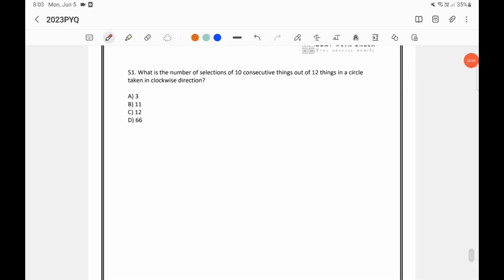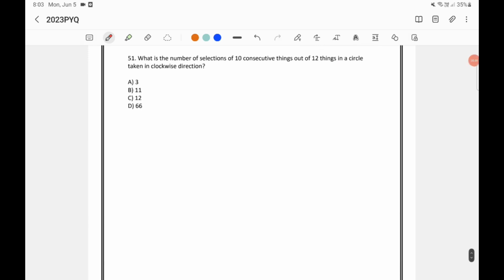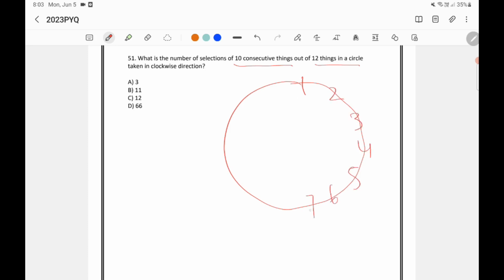So now let us look into the next question. So here it says that what is the number of selections of 10 consecutive things out of 12 things in a circle? So there is a circle. There are 12 things in the circle like 1, 2, 3, 4, 5, 6, 7, 8, 9, 10, 11 and 12.